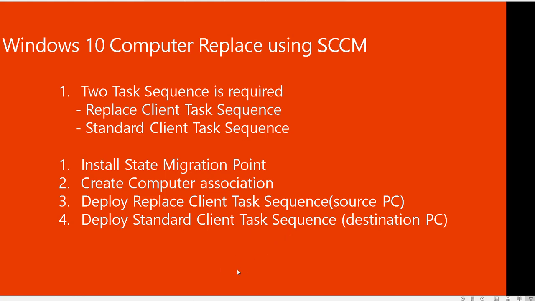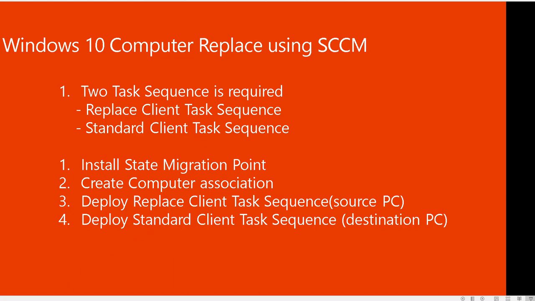There are a few steps that you have to follow. First of all, you need to create two task sequences. One is called the replace client task sequence, and the other one is the restore task sequence. It's just the regular standard client task sequence. Now let's get started. We're going to create two task sequences. First, we're going to create the replace task sequence.